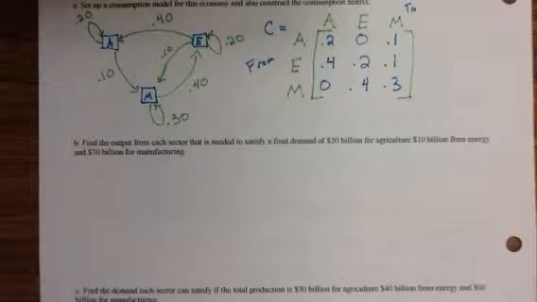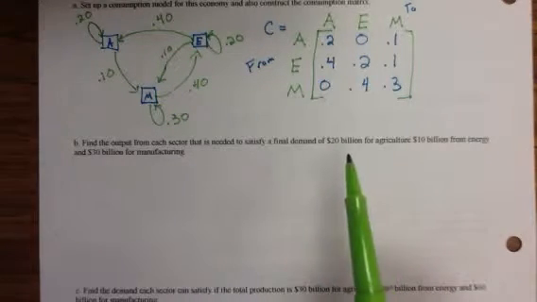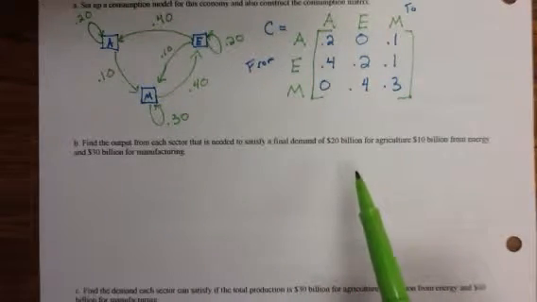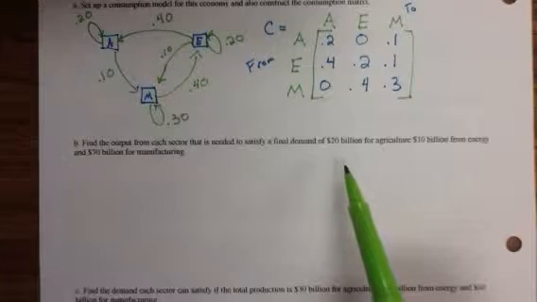Okay, so for the last two parts of this problem is where we're actually going to be solving for either the demand or the production. So part B says find the output from each sector that is needed to satisfy the final demand. So they're giving us the demand, so then we know we're going to have to calculate our production. We know we're going to be solving for P.